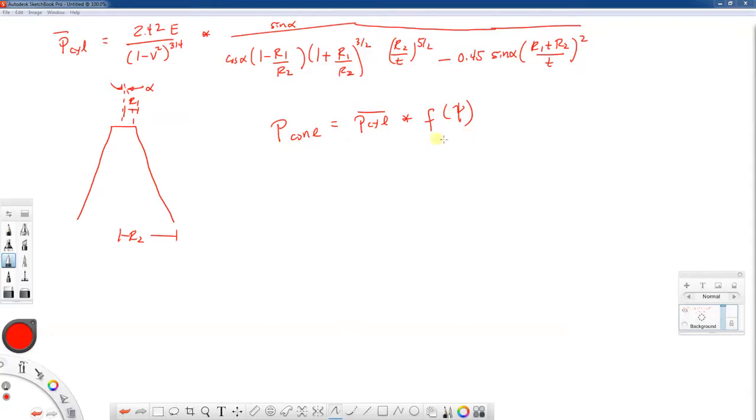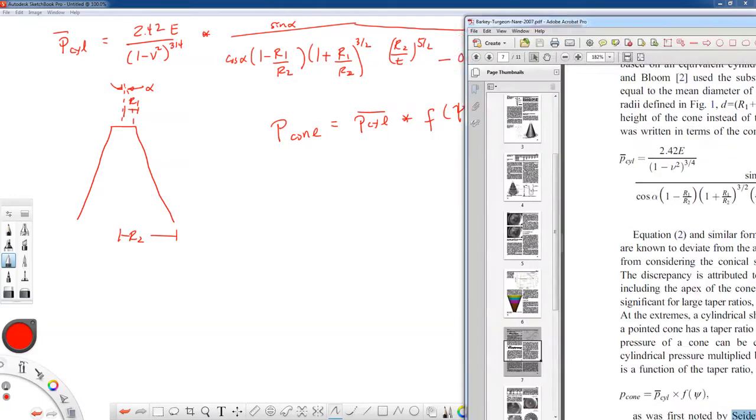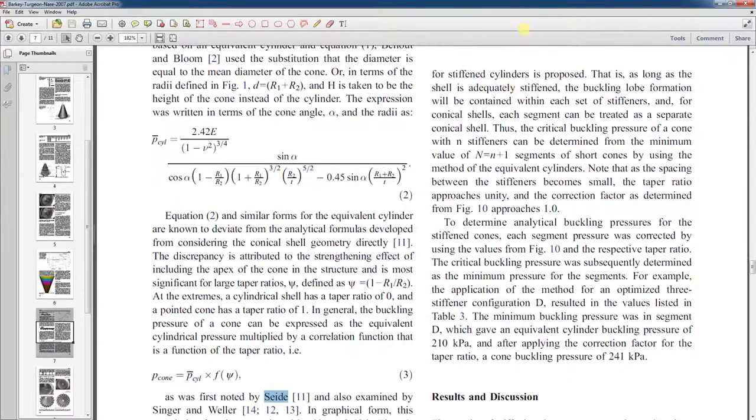Okay, so that's how you can get an analytical solution for the cone. Now, for my cone, let's see if I can find the dimensions here.